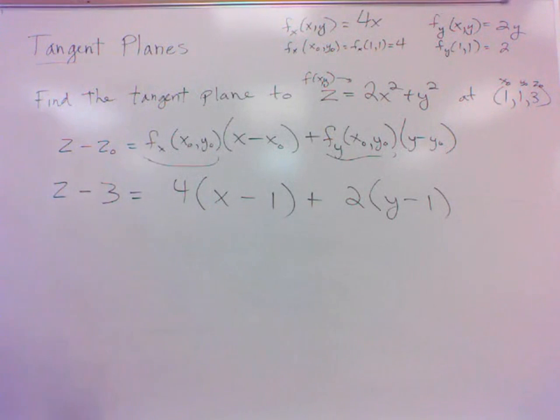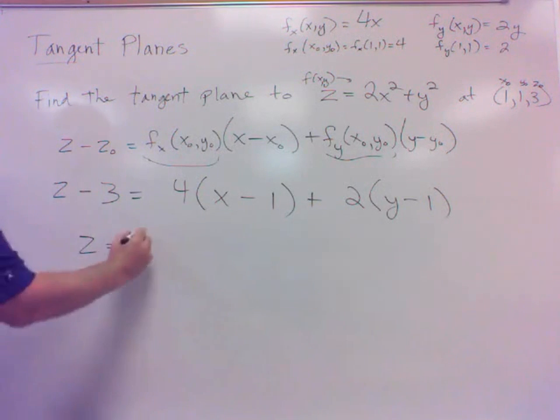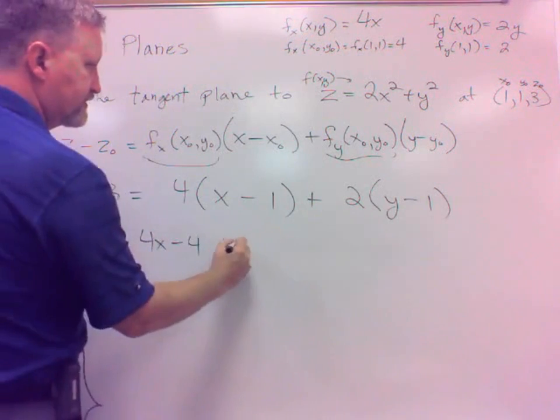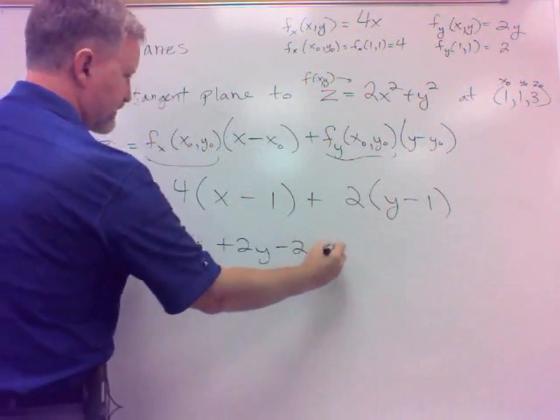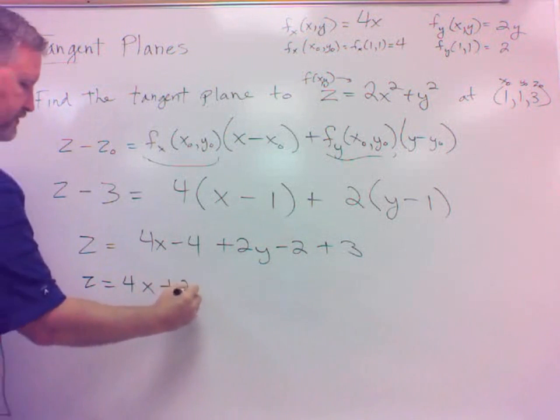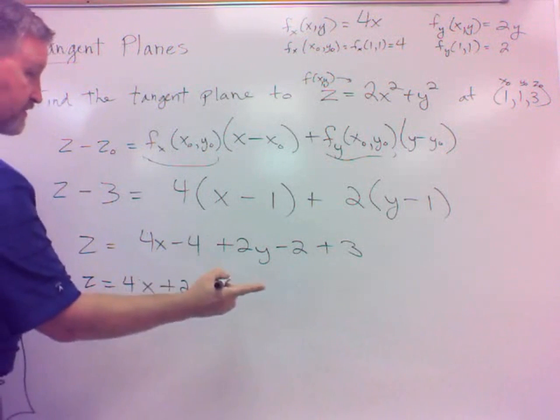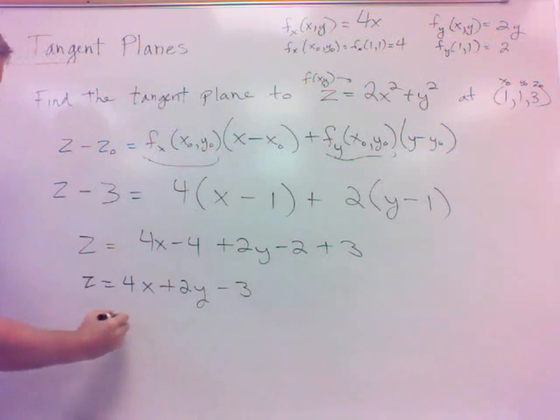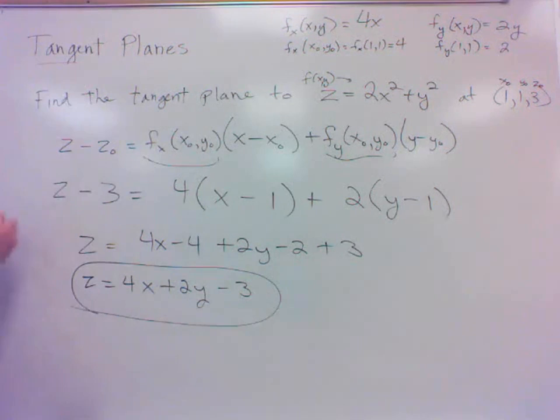Okay? All right, so what we have then, I'm going to go ahead and put it in a standard type form. Z would equal 4x minus 4 plus 2y minus 2. Let's go ahead and add the 3 over, so that would be z equals 4x plus 2y minus 3. All right, so that's our tangent plane at 1, 1, 3.